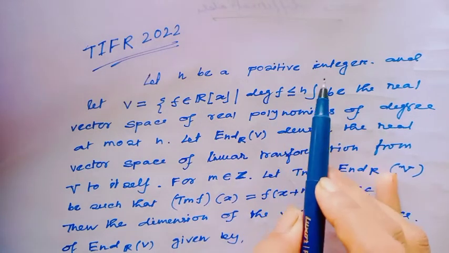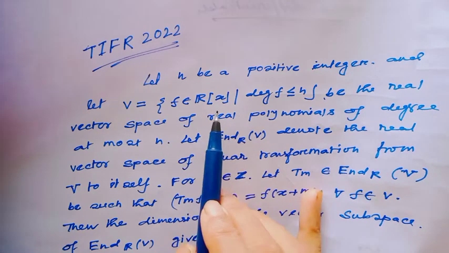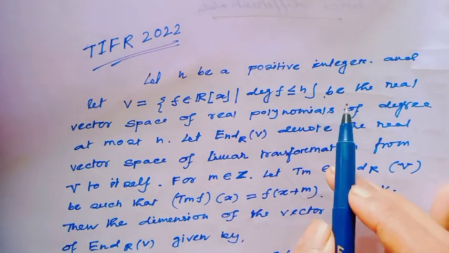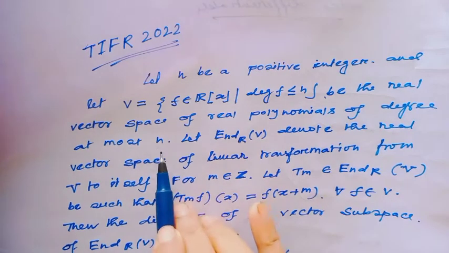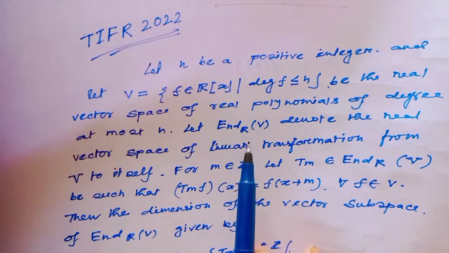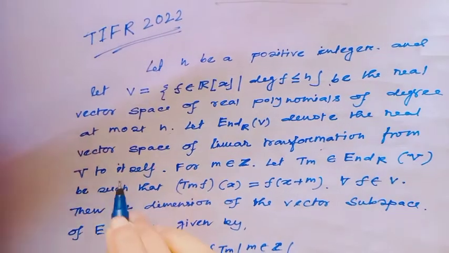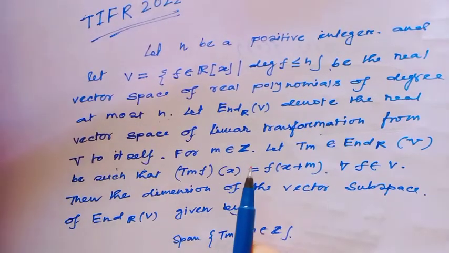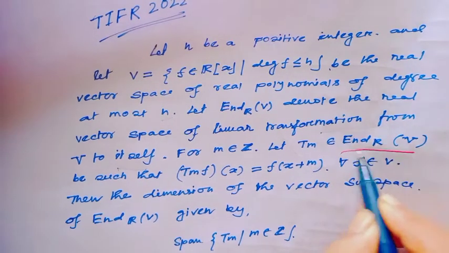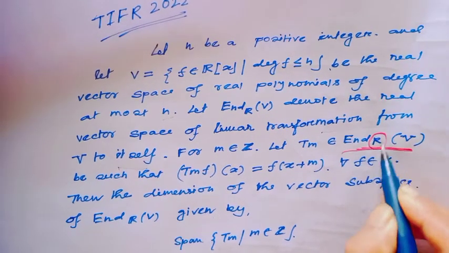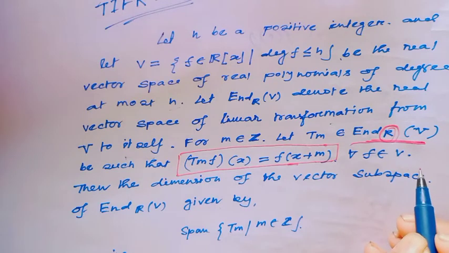The question is: let n be a positive integer and the vector space V equal to the set of those f belonging to R[x] such that degree of f is less than or equal to n, where V is the real vector space of real polynomials of degree at most n. Then End(V) denotes the linear transformations from V to itself, and for m belonging to Z, let Tm be this endomorphism of the vector space. Here the field is real. Tm(f)(x) equals f(x plus m), which is defined for all f belonging to V.